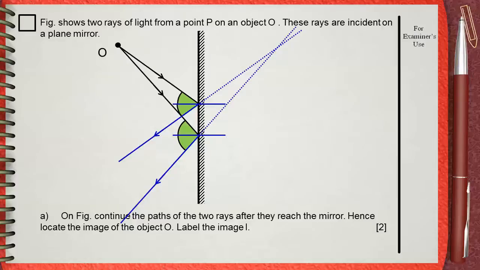The point of intersection between the two extensions is the place where the image will be formed. Of course, if you measure the distance between the object and the mirror, it must be exactly equal to the distance between the mirror and the image.